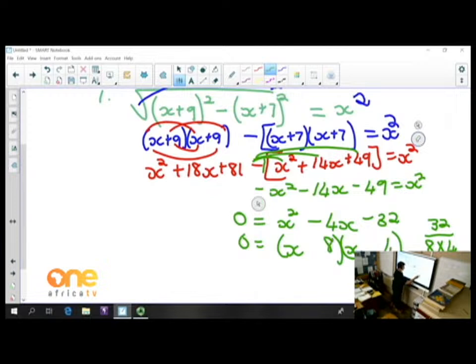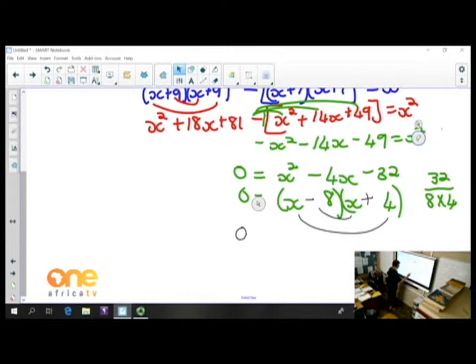Signs differ. The biggest combination is negative, so this one is negative and this one is positive. Check back: negative 8 plus 4 is negative 4x. And now we still have to find the solution. So we're going to say 0 is equal to x minus 8, or 0 is equal to x plus 4. So that means x is going to be 8, or x is going to be negative 4.